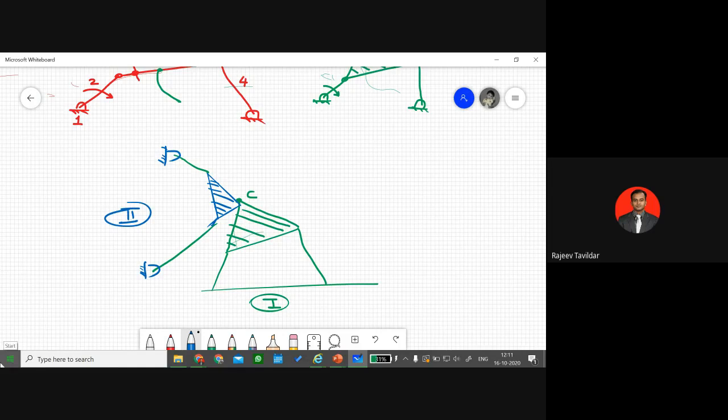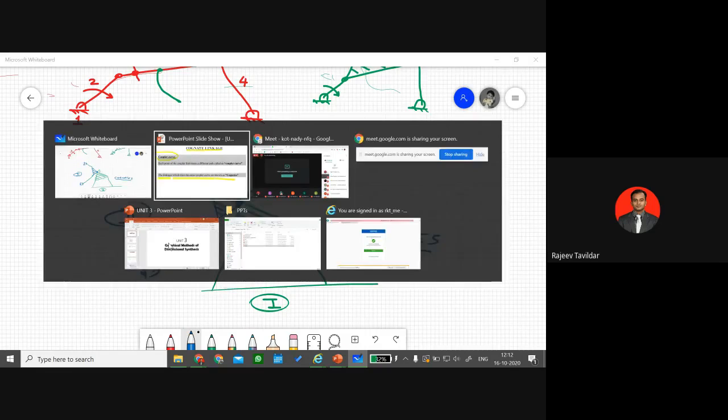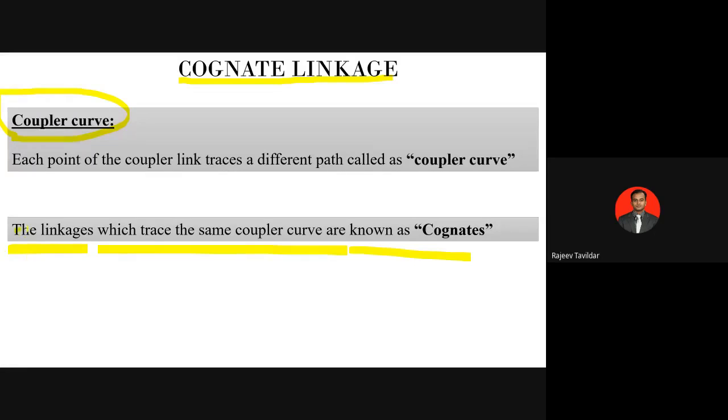What I can see is that mechanism 1 and mechanism 2 have the same coupler point, that is C. So mechanism 1 will also trace the same curve as mechanism 2. If we have such mechanisms which trace the same coupler curve, we are going to call them cognates. I hope it is clear. The different mechanisms which trace the same coupler curve are known as cognates. That is what is written in this definition. Read it again: the linkages which trace the same coupler curve are known as cognates.